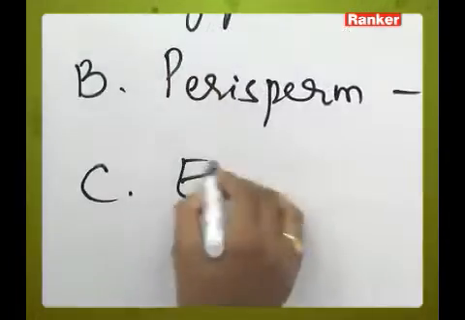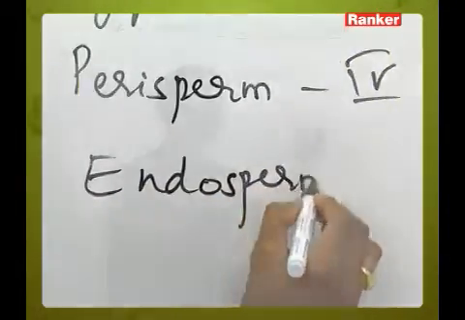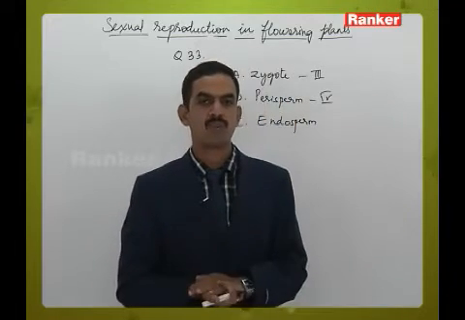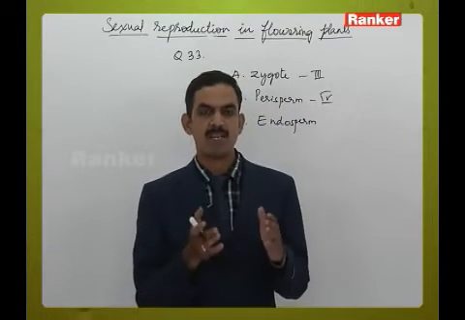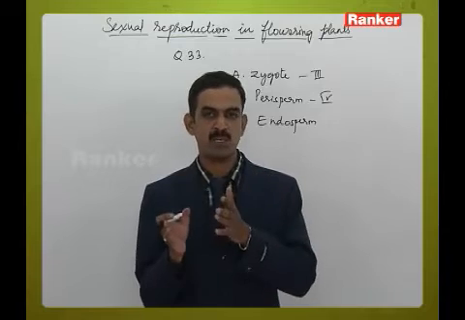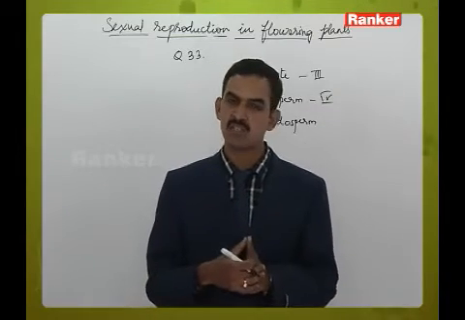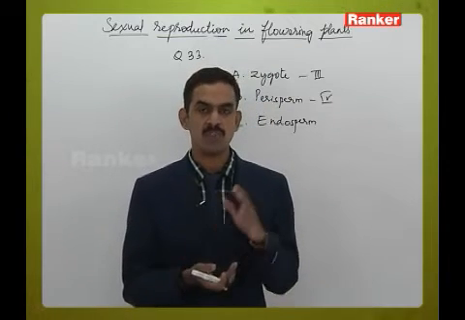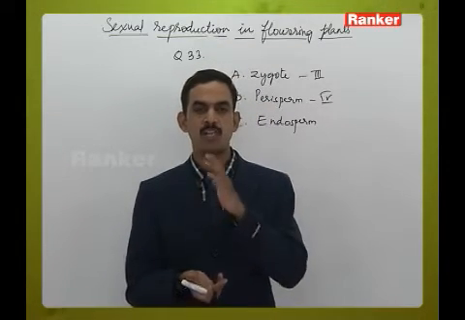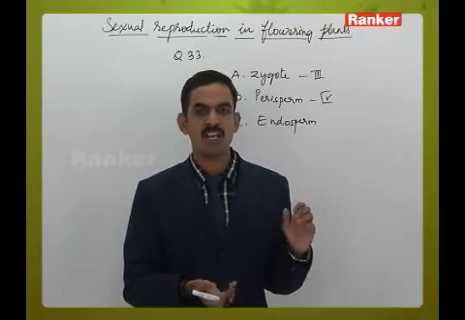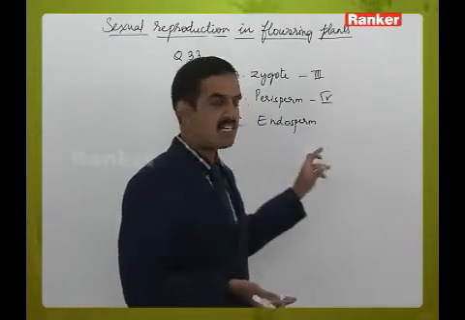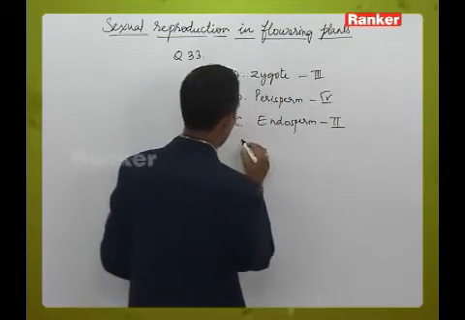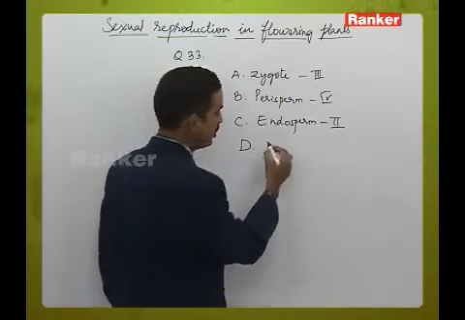C is endosperm. Actually, endosperm is a structure which is formed from the primary endosperm nucleus. That means the primary endosperm nucleus is converted into endosperm as a result of post-fertilization changes. And how is this primary endosperm nucleus formed? It is formed as a result of fusion between a haploid male gamete and a diploid secondary nucleus, and that process is called triple fusion. So we can say that it is a product of triple fusion, that is 2. And D is nucellus.